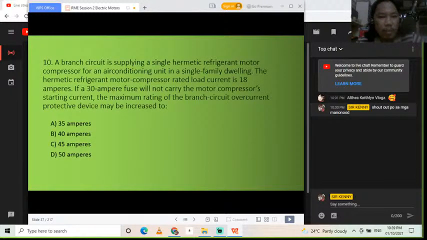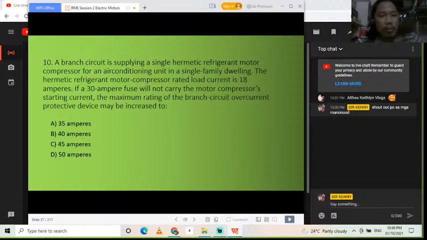So, number 10. A branch circuit is supplying a single hermetic refrigerant motor compressor, or an air conditioning unit in a single family dwelling. The hermetic refrigerant motor compressor rated load current is 18 amperes. If a 30 ampere fuse will not carry the motor compressor's starting current, the maximum rating of the branch circuit overcurrent protective device may be increased to blank.